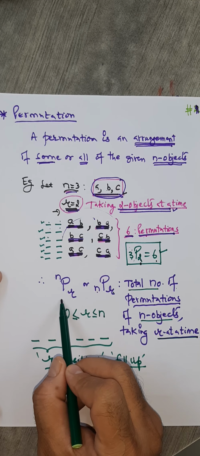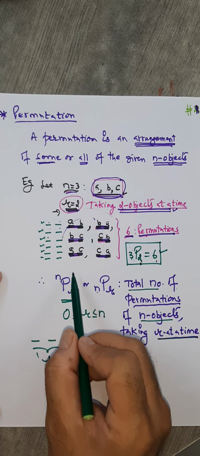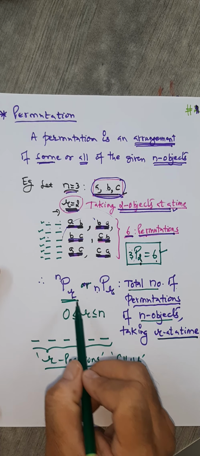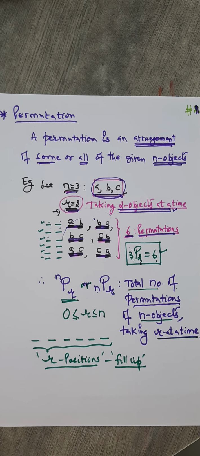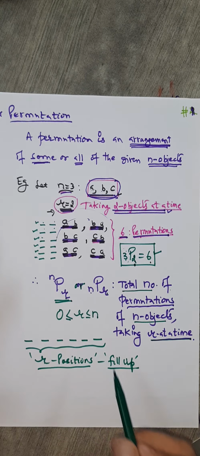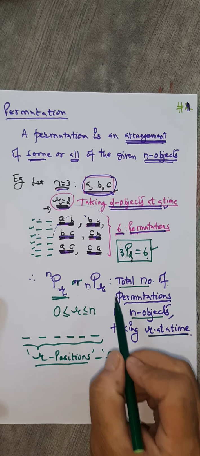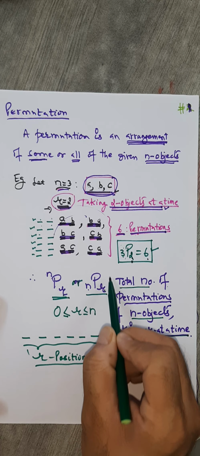Fine. So what is this nPr? This is a very standard symbol. Frequently you will use this. nPr is the total number of arrangements, remember. So this answer to nPr is never negative. You cannot have -2 arrangements, remember. So this answer is always a positive integer.